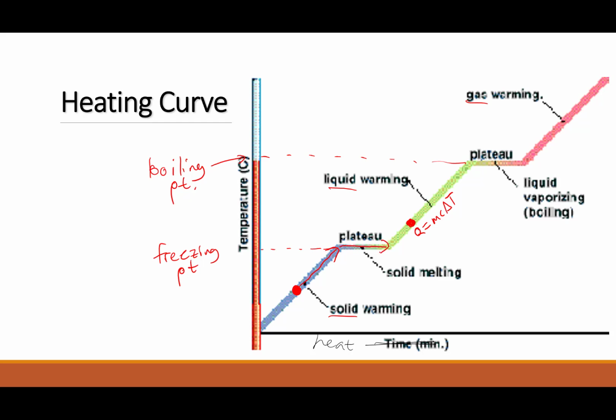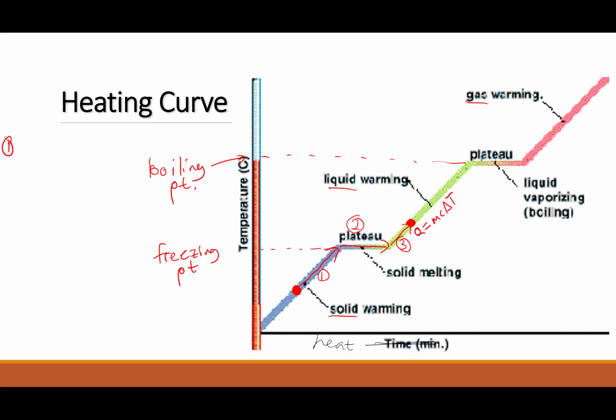I'm going to go along this line to fully melt it, and then I'm going to go along this line to heat it up again. And so there are going to be 1, 2, 3 different parts, 3 different equations I'm going to have to use to figure out the total heat. And all we're going to do is add up the heat to find the total heat.